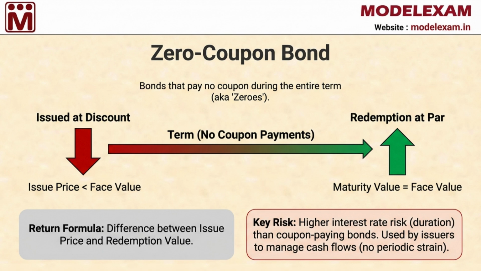These bonds are issued at a discount, meaning you buy them for less than their face value. When the bond matures, the issuer pays you the full face value. Your return is the difference between the lower price you paid and the higher face value you receive at the end. While this sounds simple, remember that these bonds carry higher interest rate risk compared to regular bonds because you have to wait until the very end to realize your cash flow.